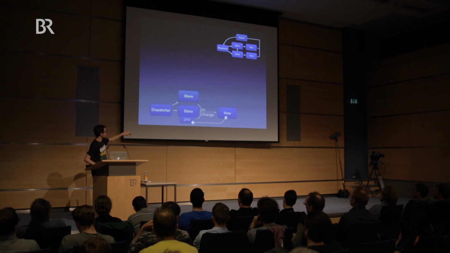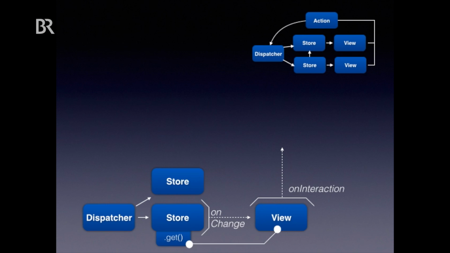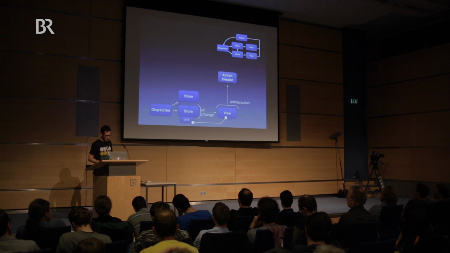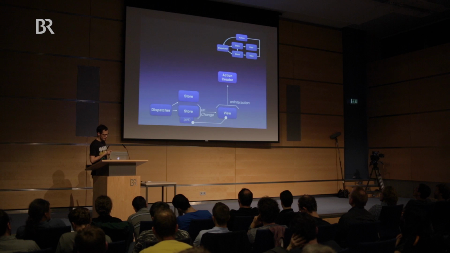The other thing is the action part going to the dispatcher, which is also a little bit different. For a view, the only point where you want to create a new action is when there's an interaction. For example, if a user toggled a tree view item, you want an action to be created. And then instead of sending out the actions directly, you talk to what is called an action creator.